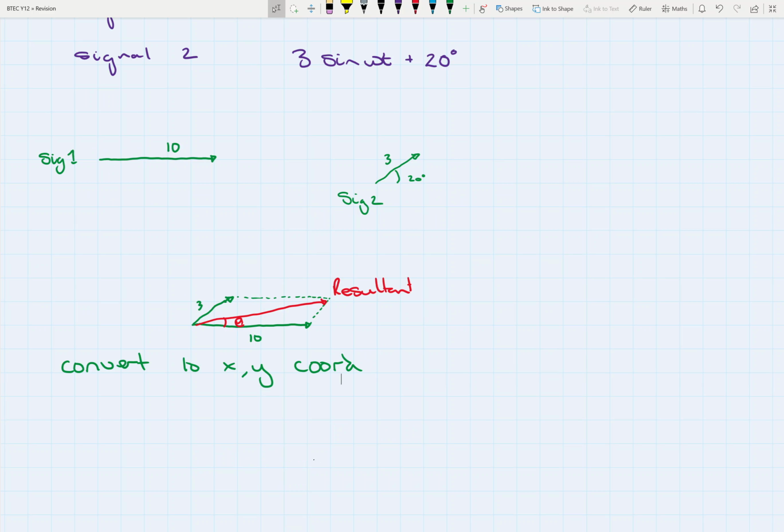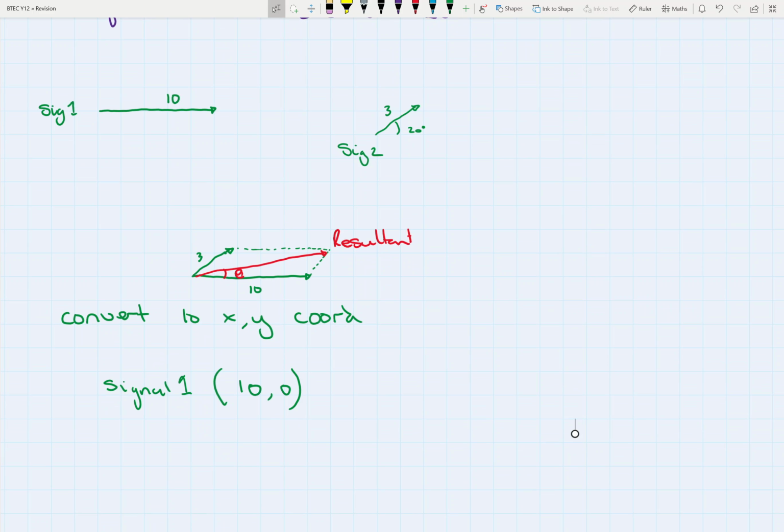Okay, so what we're going to do is convert both signals to x and y coordinates. So signal 1, we go along 10, but we're not going up by any. So the y coordinate is 0. Okay, that's signal 1. Now signal 2, we need to do a little bit of work on it, just so we can work out what the x and the y is.